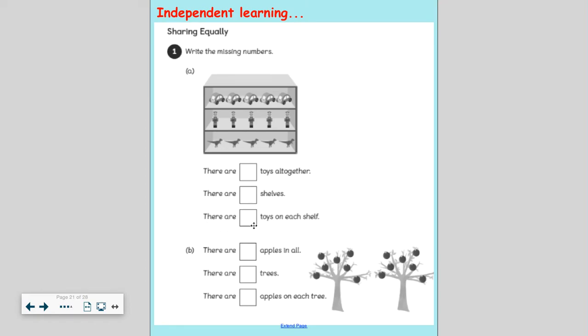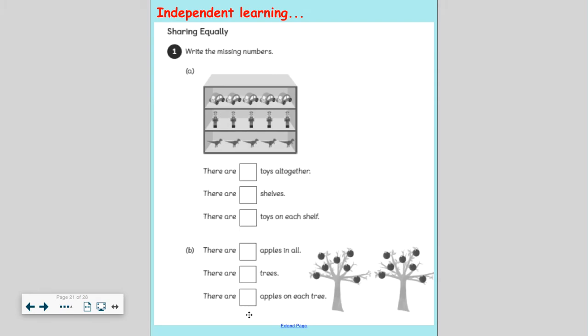Then it says there are how many toys on each shelf? Well, I can see there's 1, 2, 3, 4, 5 toys on each shelf. So there are 15 toys altogether. There are 3 shelves. There are 5 toys on each shelf.